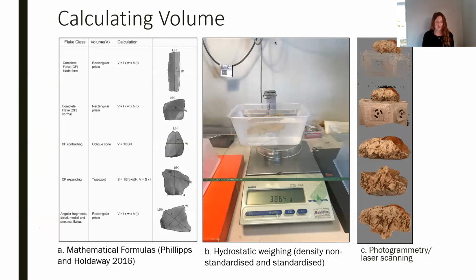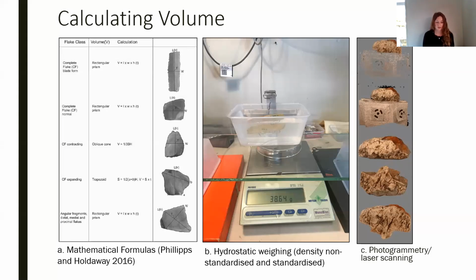So previously, total assemblage volume has been calculated using three main approaches, being mathematical formulas, density, either using a standardized or individual object densities through hydrostatic weighing, and photogrammetry or laser scanning. The use of mathematical formulas to calculate total assemblage volume has been done using metrics substituted into geometric formulas for flake shape as shown in the first figure.